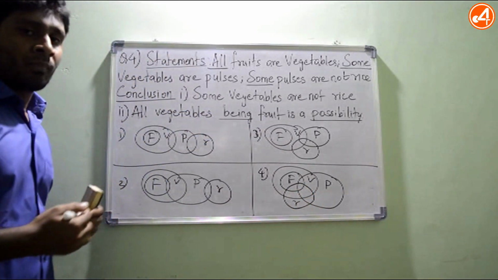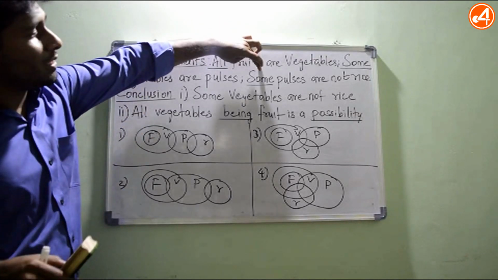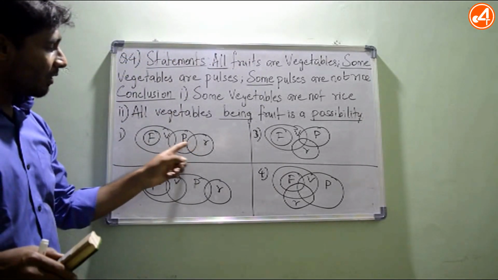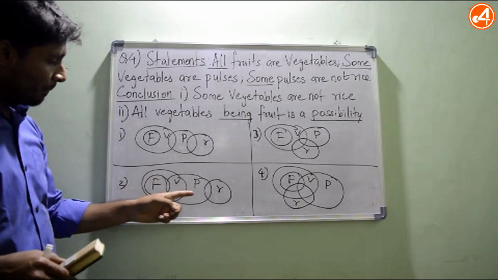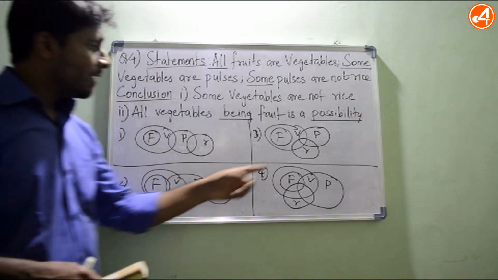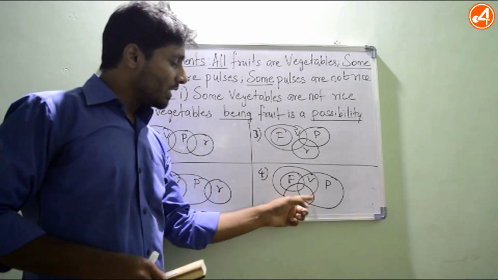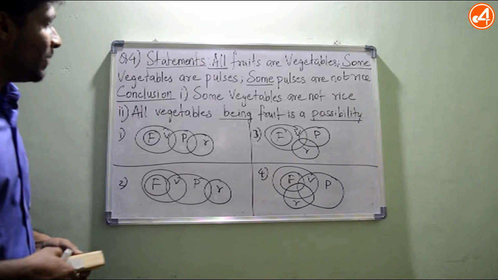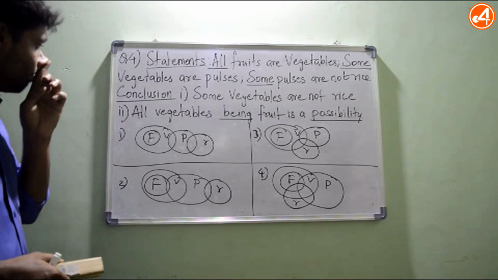Rice. And you just check the last, third statement because it's very important. Some pulses are not rice. So here, some pulses are not rice is getting true. So all the four diagrams we have drawn are exactly correct diagrams. And now please go for the given conclusions.